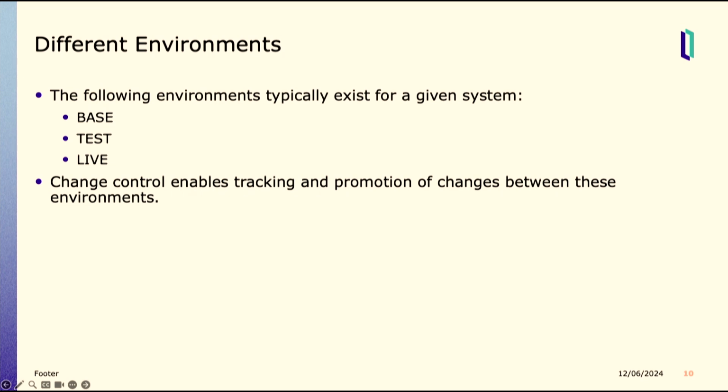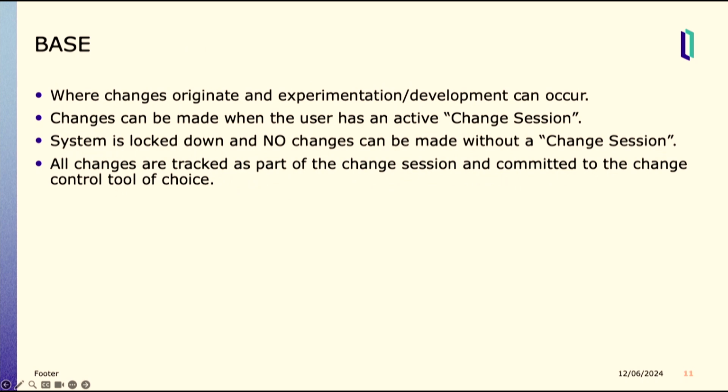And it's useful to have these three environments because you need to do the work somewhere rather than just production, and it's helpful to have a place to practice the process of applying the change before you get to production to work out any issues with the process. So change control enables tracking and promotion of changes between these environments. In base, this is, as I said, where changes originate and experimentation and development can occur.